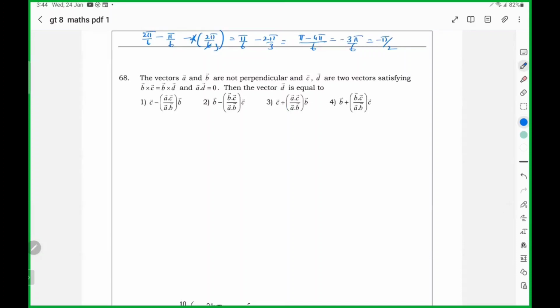So this kind of vector question is also very useful. Many times they ask this, solving vector equations. b bar is parallel to this. So I can write here c bar minus d bar as some lambda b bar.